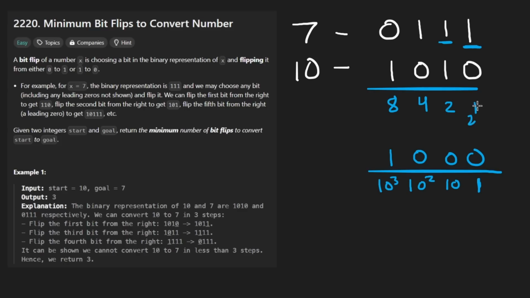This is 2 to the power of 0. This is 2 to the power of 2. This is 2 to the power of 3. And this is 2, I skipped a 1, sorry. 1, this is 2 to the power of 2, this is 2 to the power of 3. Sorry, this is very unreadable, but hopefully you get what I mean.